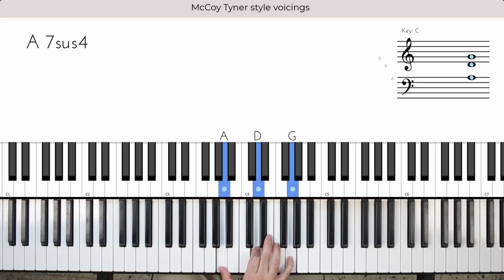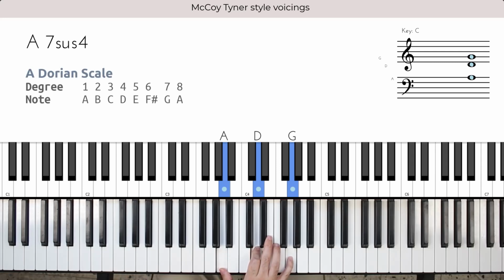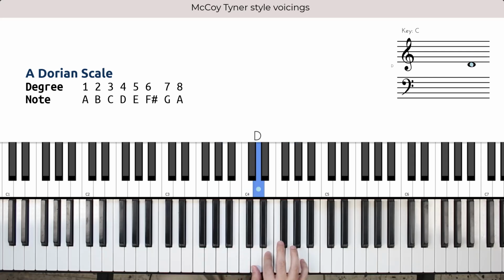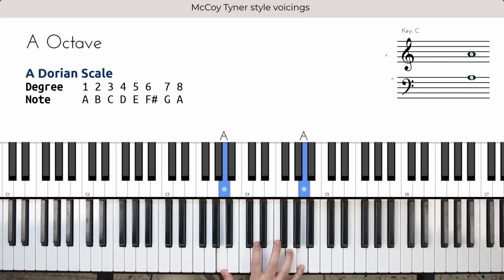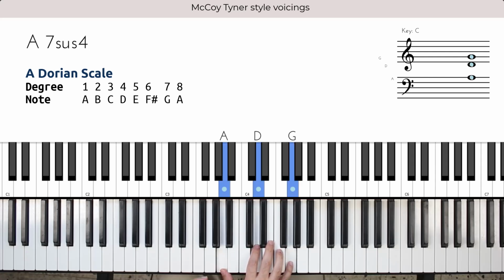Now let's take this one step further. Let's look at the A Dorian scale. And we're going to start by building this voicing in fourths on the root. And now we're going to move things up, playing this set of notes, which basically means that we're going to take this shape and move it up within the scale. So here's what we're going to get.